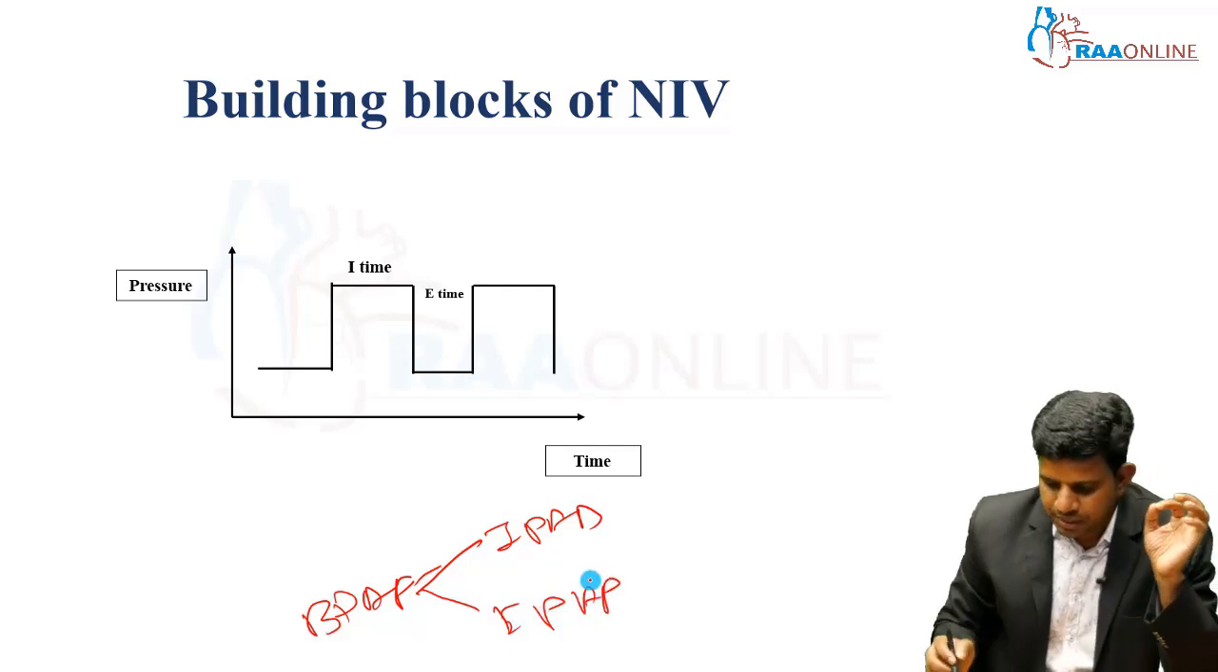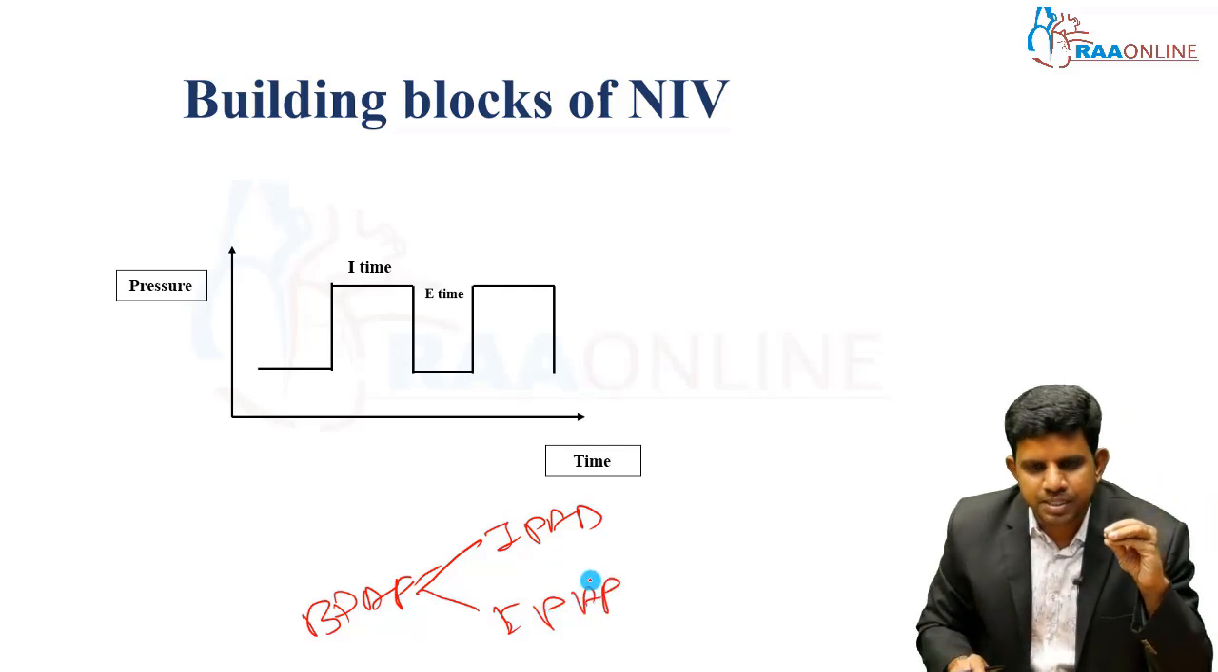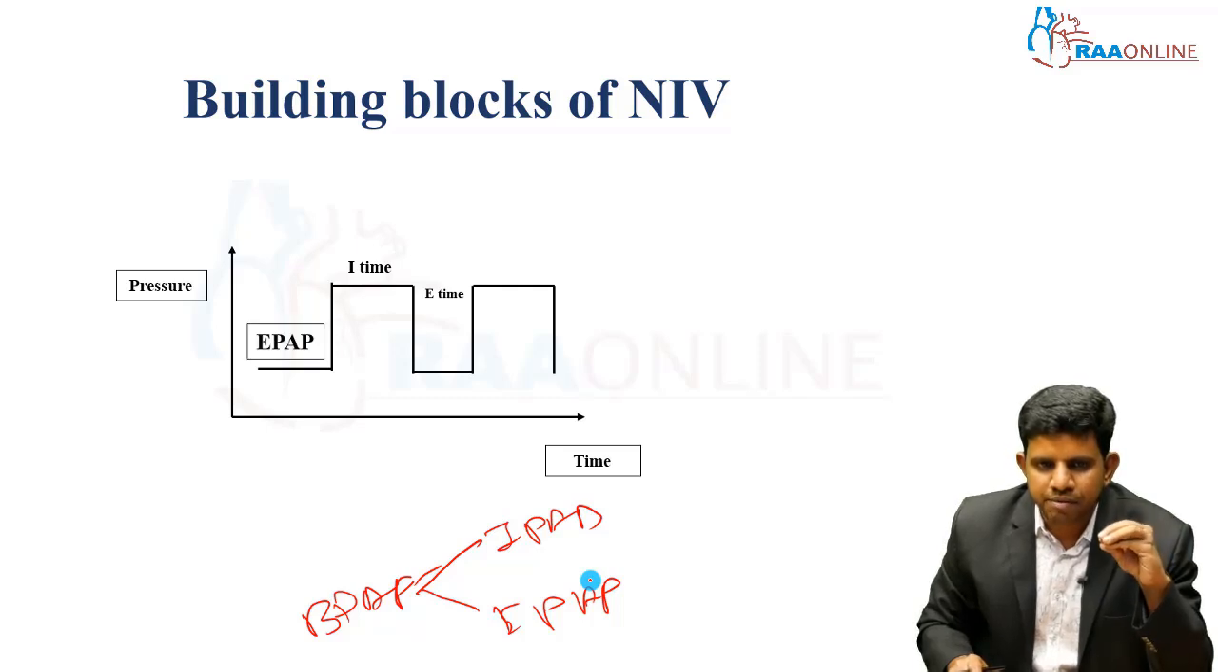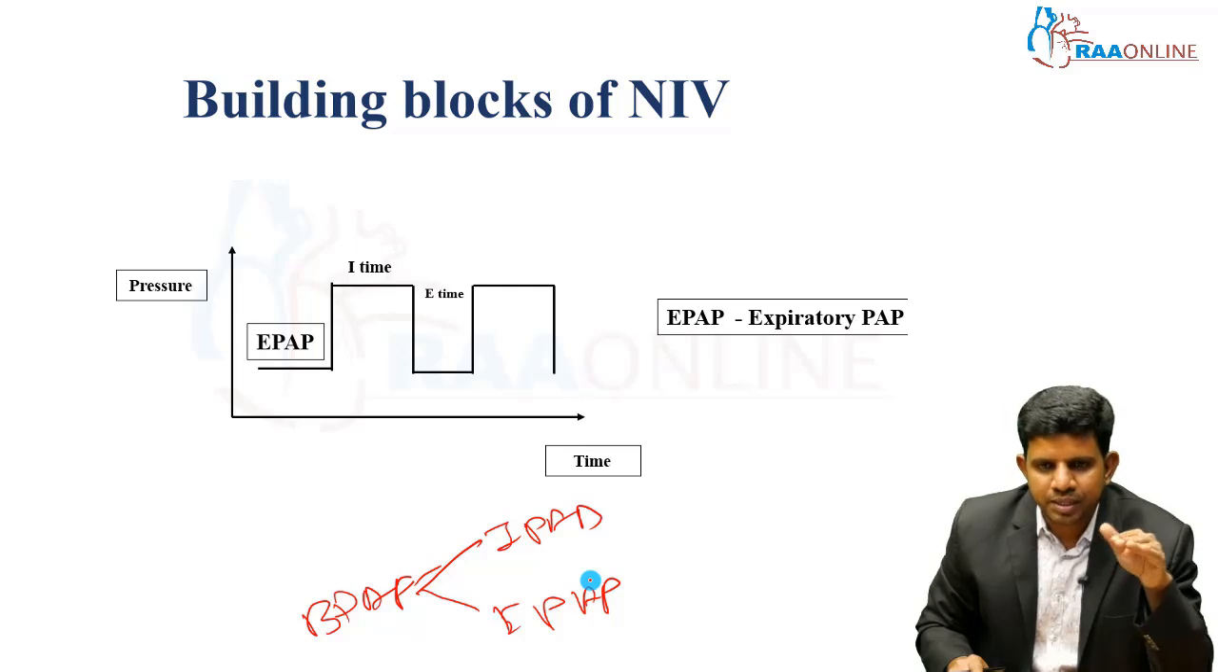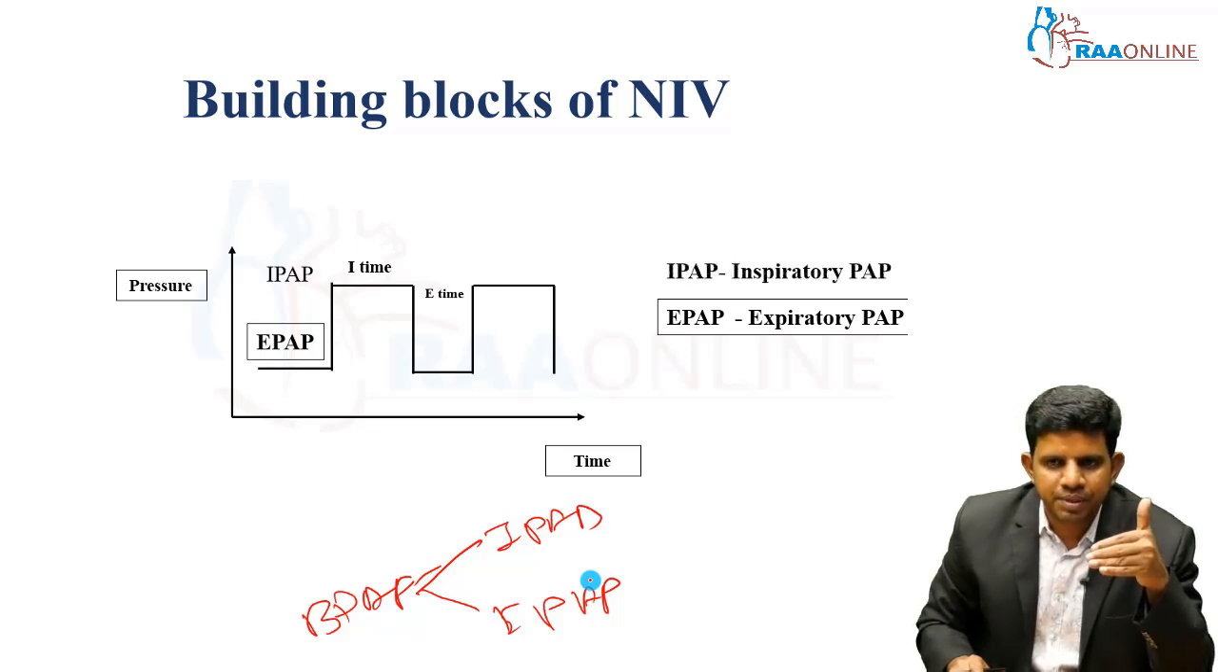First, EPAP is the end expiratory positive airway pressure, which means this pressure will be delivered during both inspiration and expiration. It's called expiratory PAP. The other one is the IPAP. When we set an EPAP, it is delivered during inspiration and expiration. IPAP is the additional pressure delivered during inspiration.